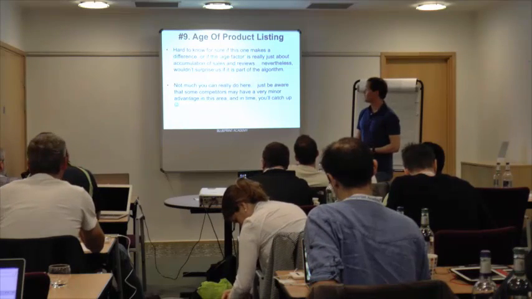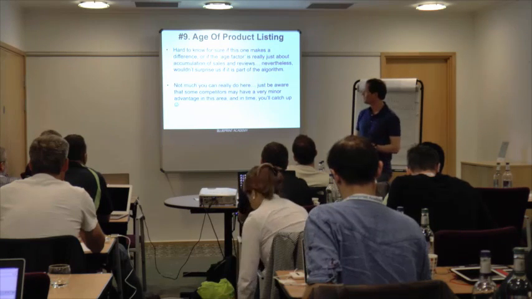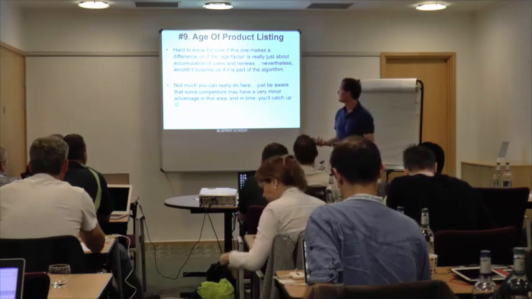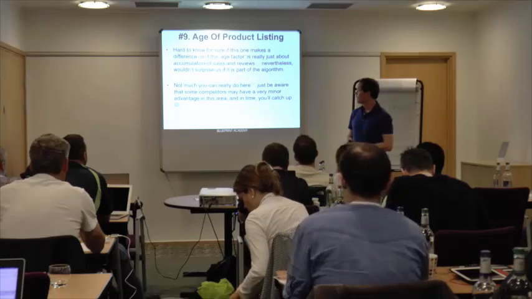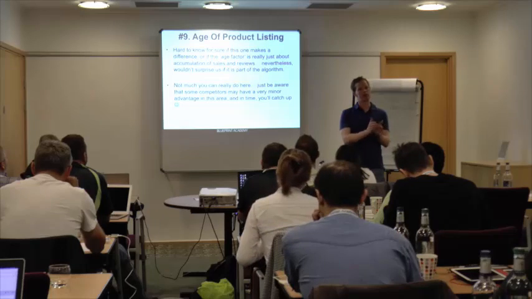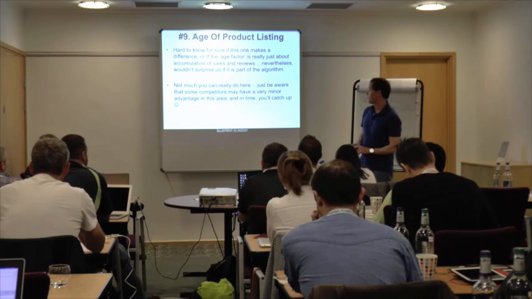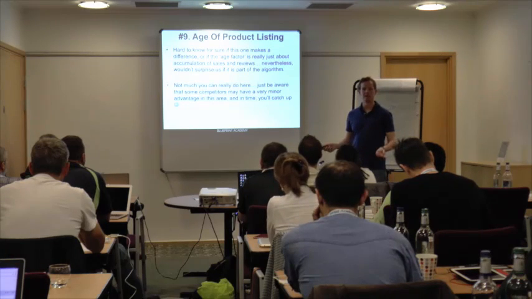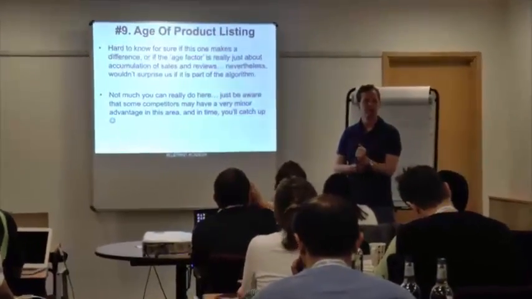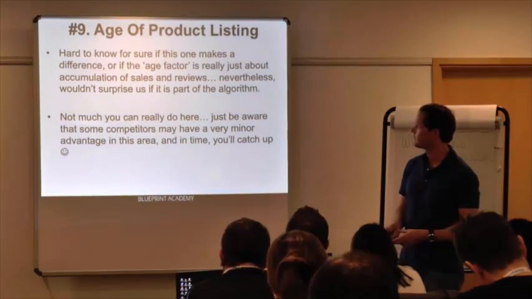Age of product listing. This is a little bit like the history that Amazon looks at as well. It's hard to know how much of a difference this one makes, because is the age making the difference, or is the difference made by the fact you've had an accumulation of sales over a long period of time? It's hard to tell, but it wouldn't surprise us if it's part of the algorithm. There's not much you can really do about it, so there's not much reason to worry about it. Just understand that for a product that's been around for a long time, if you can't figure out why you can't overtake them, that could be a small part of the puzzle.